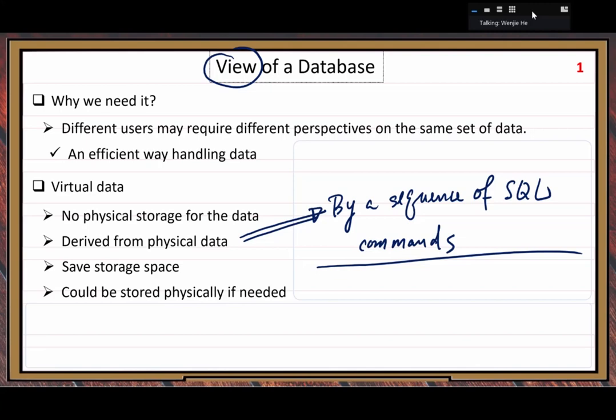So here the question is, because this sequence of SQL commands could be time consuming when you run it, think about this, it could be time consuming.